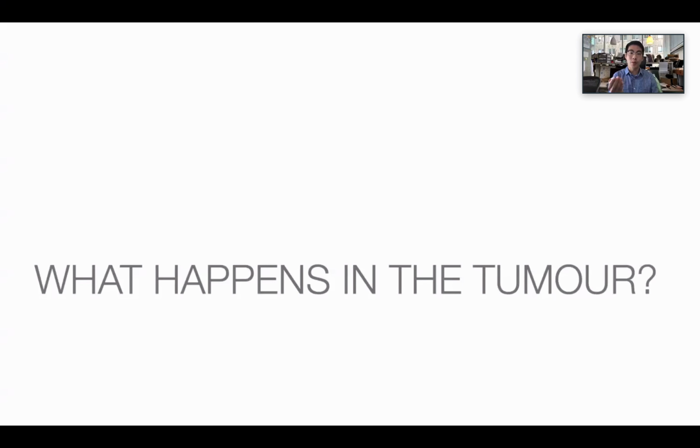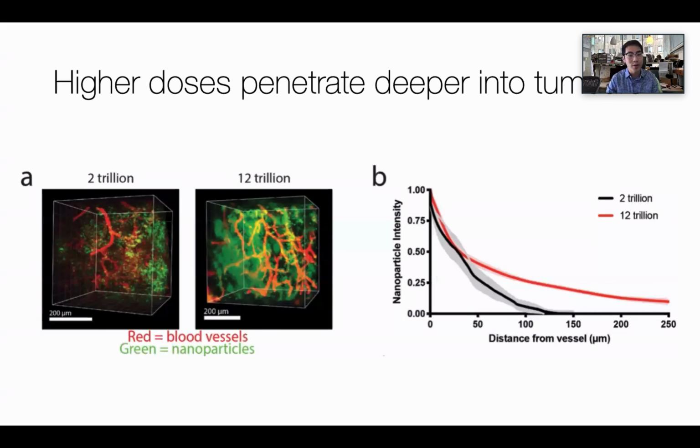And this is really important because one of the limitations of cancer chemotherapy, whether it's a nanoparticle or a small molecule, is that they're limited by their diffusion distance. They just can't get deep enough to hit all the cells of the tumor. So we hypothesized that, if you give a higher dose, you should be able to get deeper into the tumor. And that's exactly what we saw.